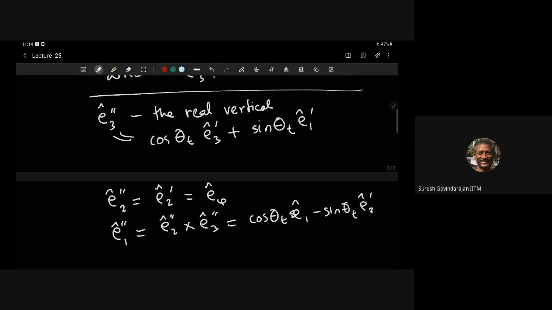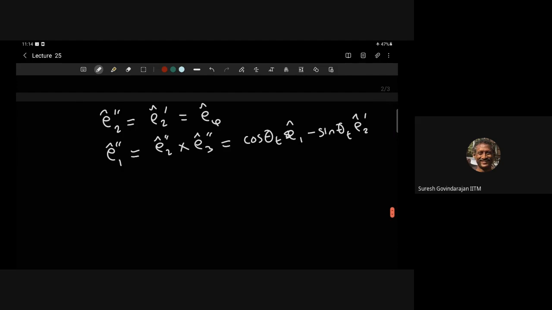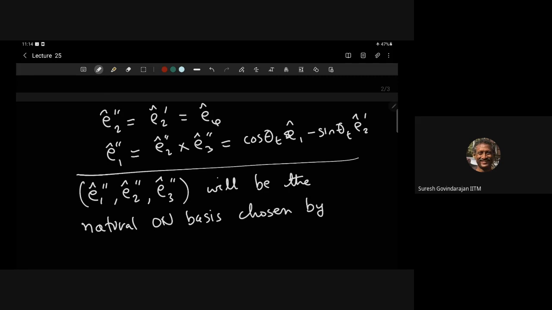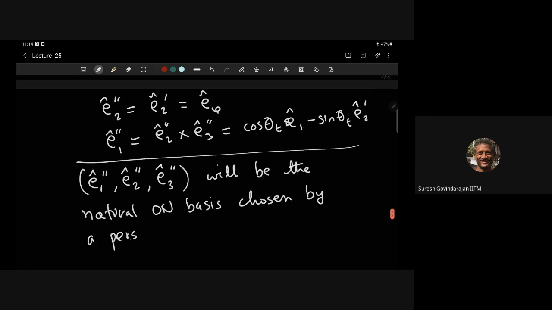So what I want to say here is that E1 double prime, E2 double prime, E3 double prime will be the natural orthonormal basis chosen by a person on the surface of Earth. Okay, is this clear?